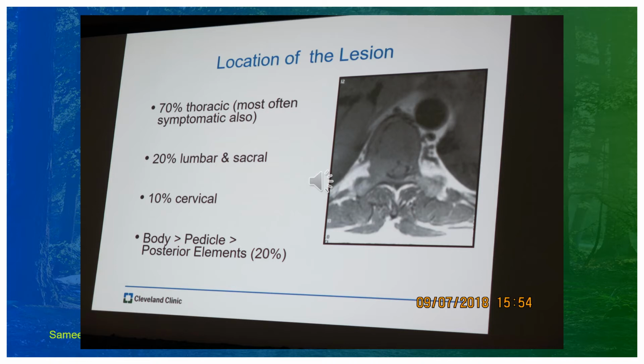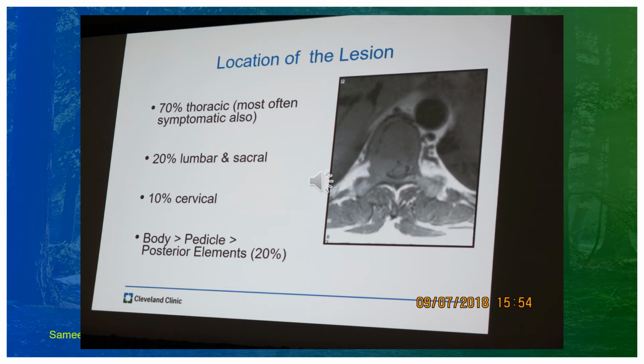20% of secondaries occur in the lumbar or the sacral area, and 10% in the cervical spine. Another important thing to consider is that spine secondaries is mostly an anterior disease. 80% involves the vertebral body, with secondary involvement of the pedicle. Posterior elements are involved in just 20%, the same as in TB spine. So it is an anterior element disease.